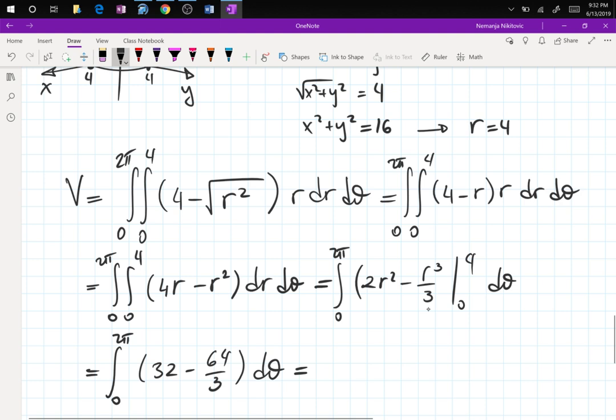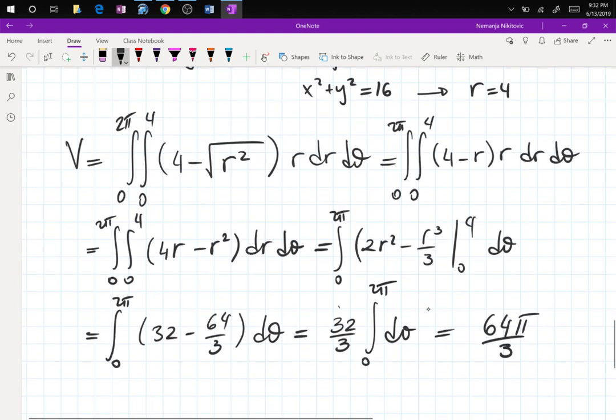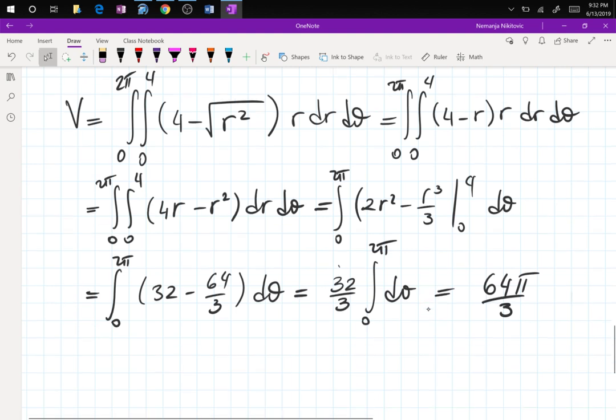Now we have times 3, that's 96, minus this is 32 over 3. Kick it outside, and then d theta, 0 to 2 pi. So 64 pi over 3 is the... Now because the integral turns into theta, you plug in 2 pi, so it's 32 times 2 pi, that's 64 pi over 3. So that would be the solution looking at these for polar integrals.